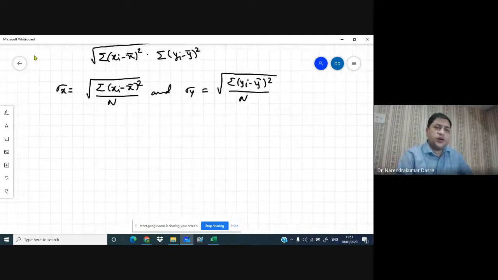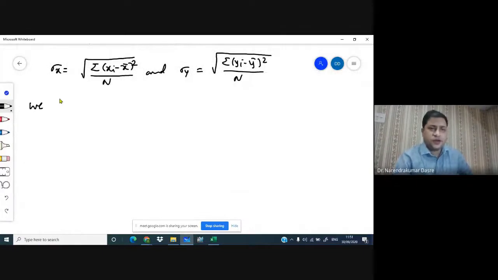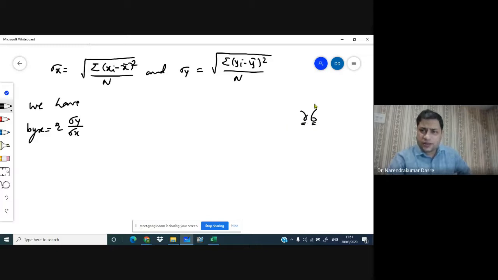Okay, so let us try to simplify what we have. byx is equal to r sigma y upon sigma x. So we know sigma, this is sigma, the mirror image of 6. Okay, but be careful while writing 6 and sigma. Slightly we write 6 like this, so slightly you have to turn it down. So this is going to be sigma, this is going to be 6. Yeah, so please be careful for the notation.